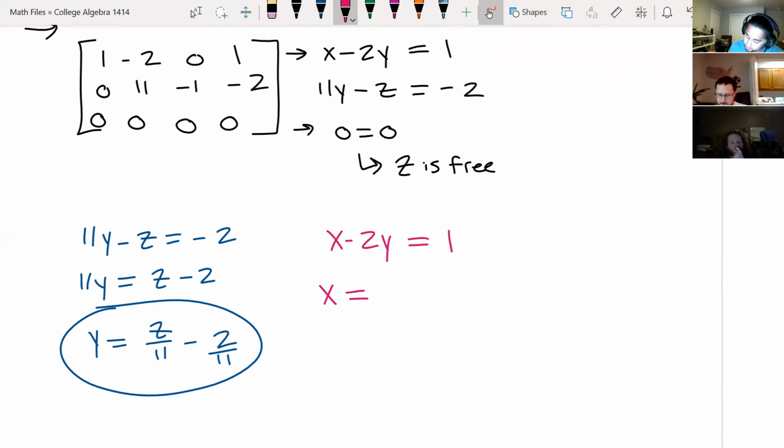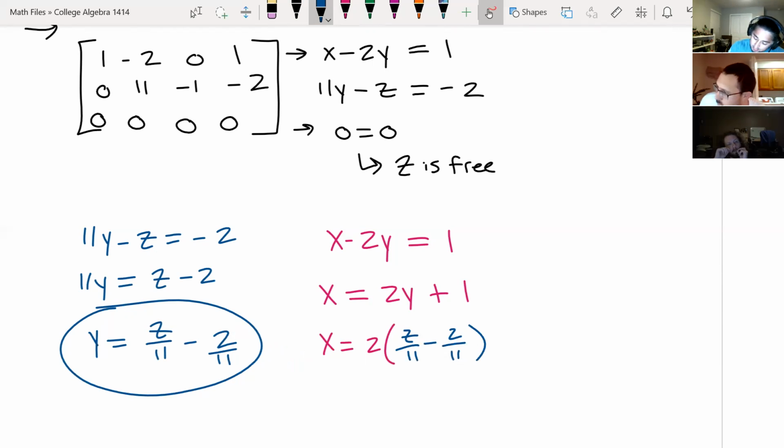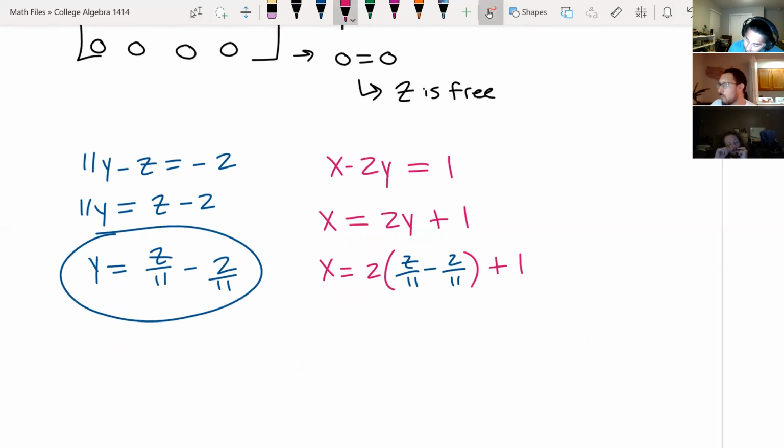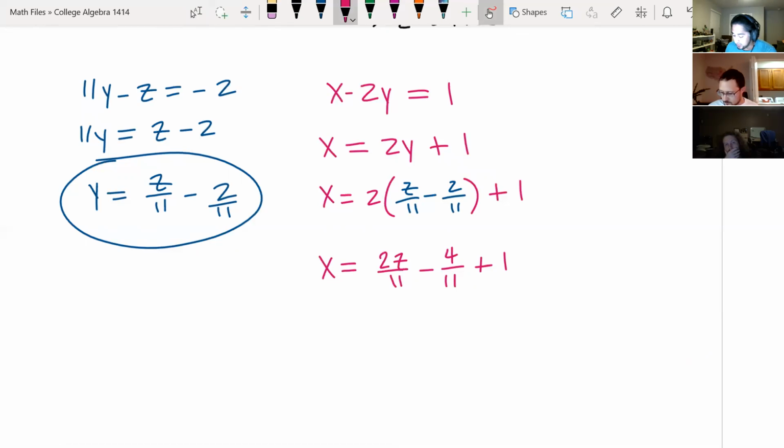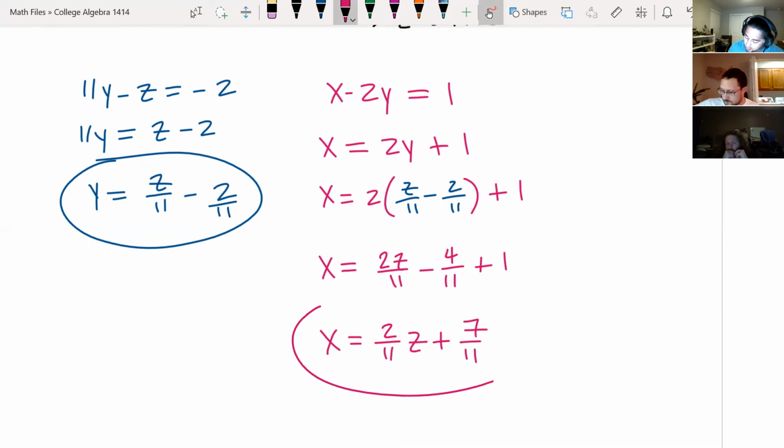Solve for x. X equals 2y plus 1. But y is equal to this, so we're going to have to plug that in. X equals 2 times z over 11 minus 2 over 11, plus 1. And we'll get x equals 2z over 11 minus 4 over 11 plus 1. Now just put negative 4 over 11 plus 1, and I'll get 2 over 11 z, and that's 11 over 11, gives me plus 7 over 11 as our answer for x.